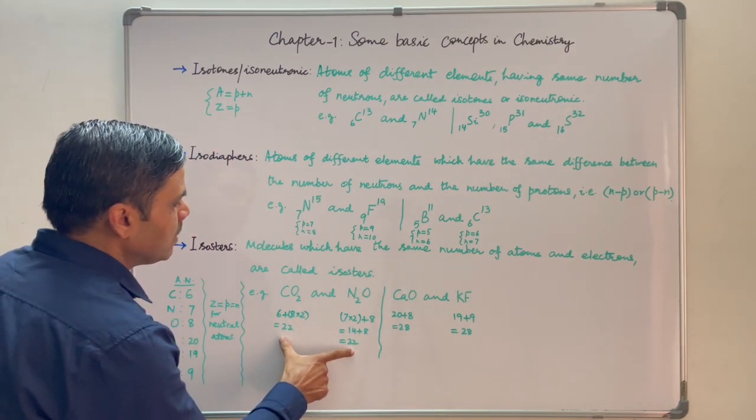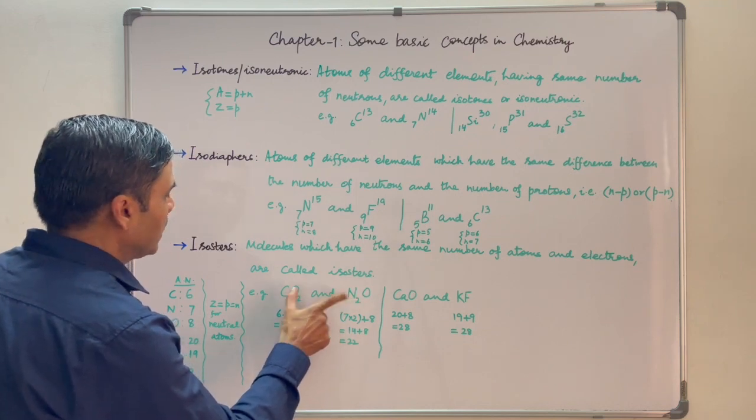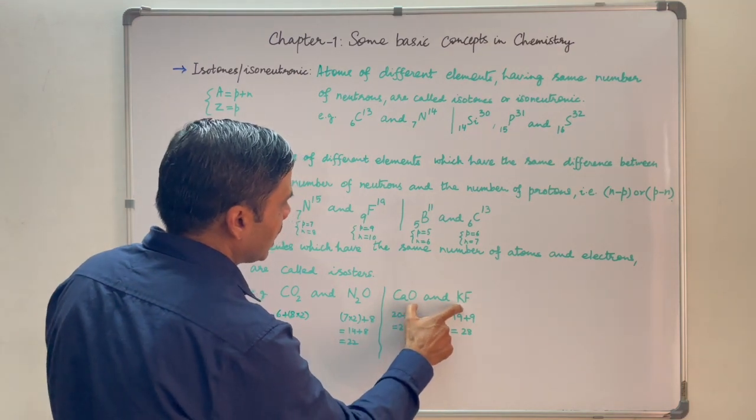So they have the same number of electrons as well. So CO2 and N2O will be called isosters. Similarly, CaO and KF are isosters.